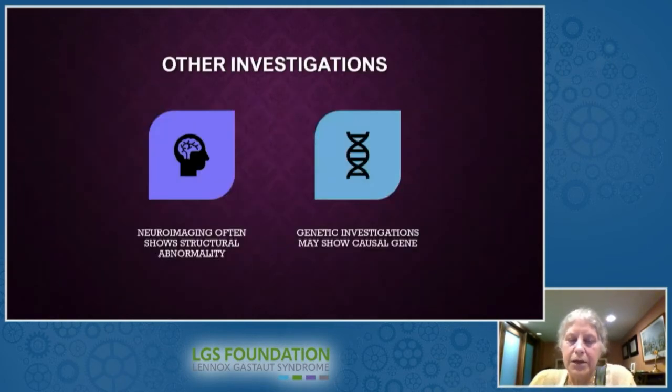So other investigations that can be done: neuroimaging can be normal, but it can show a structural abnormality. It really depends on the underlying cause of the Lennox-Gastaut syndrome. And then genetic investigations can also show a causal gene, and I will leave that to Dr. Patel to discuss in further detail.